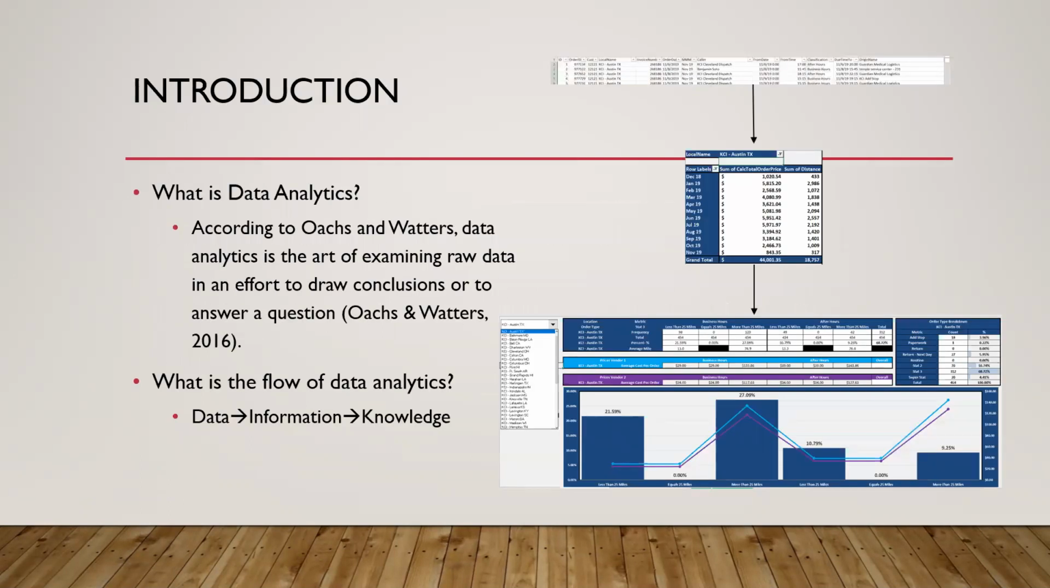So what is data analytics? According to Oakes and Waters, data analytics is the art of examining raw data in an effort to draw conclusions or to answer a question. What does the flow of data analytics look like? The flow starts with data itself. That data can then be transformed into information, which finally can then be put into a way to visually represent the data and can become knowledge.